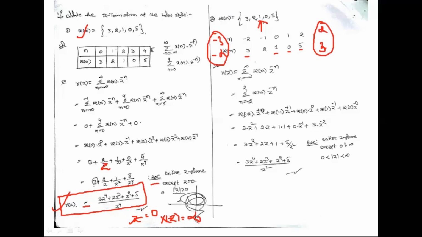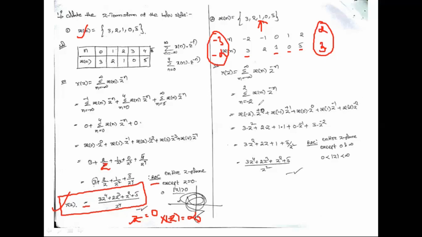Expand the value. X of minus 2, z power minus of minus 2, it becomes z square. X of minus 1, z power minus of minus 1, z power 1. And x of 0, z power 0. X of 1, z power minus 1. And x of 2, z power minus 2.